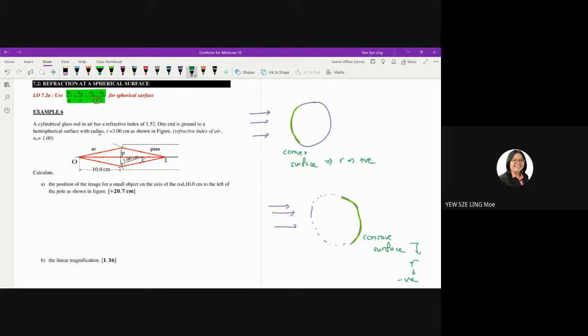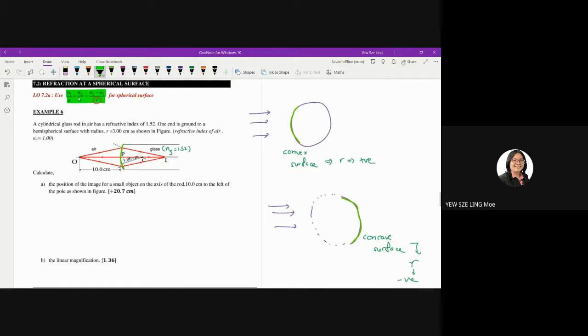So now let's try example 6. You have a cylindrical glass rod in the air, and the refractive index of the glass is n glass equals 1.52. One end is ground to a hemispherical surface with a radius of 3 cm. The refractive index of the air given is n a equals 1.